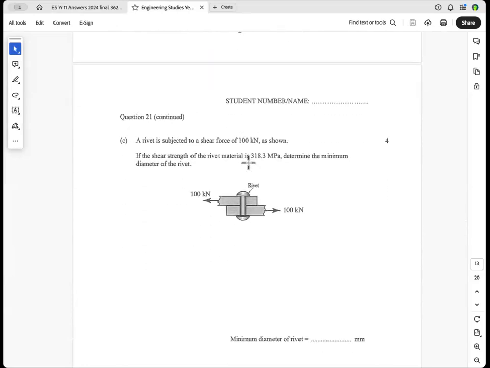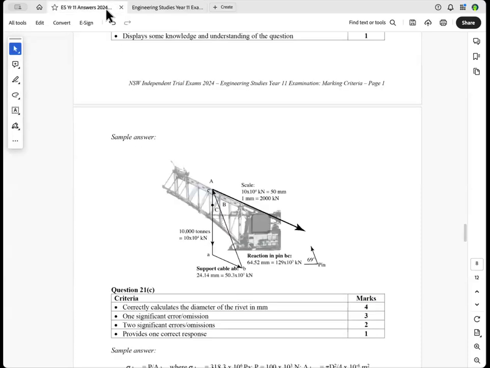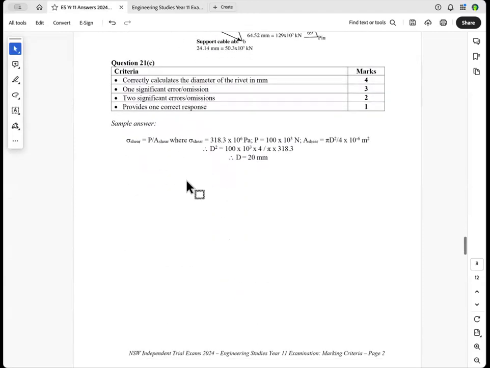Question 21, a rivet is subject to a shear force of 100 kilonewtons. If the shear strength of the rivet material is 318.3 megapascals, determine the minimum diameter of the rivet. So if this plate goes to the left and that plate goes to the right, it will shear through pi r squared. So let's have a look at the solution here.